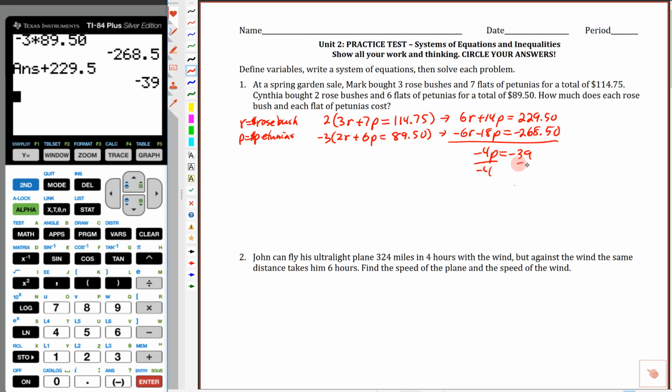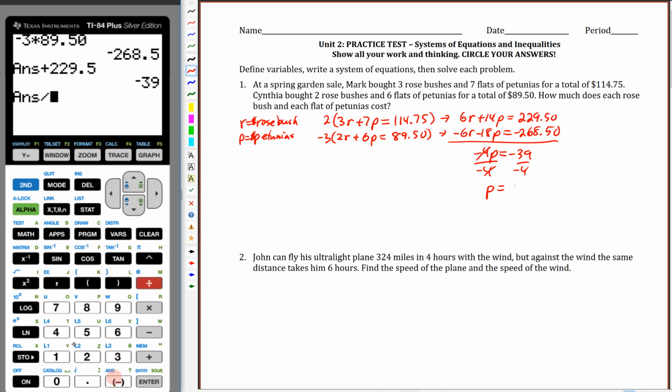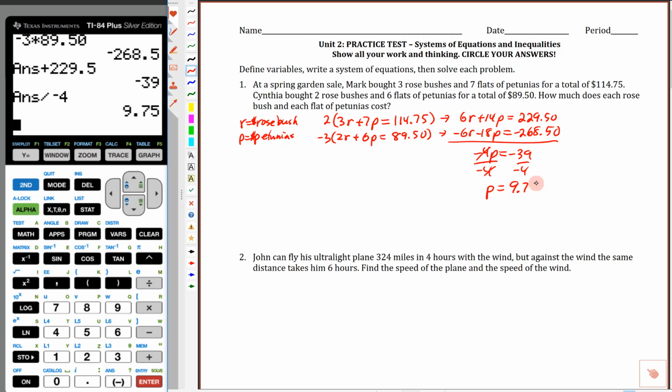That might worry us for just a quick second because we've got a negative amount here, but when we divide by -4, we get p equals, let's go ahead and divide this by -4, and we end up with 9.75. So 9.75 right here. So I'm going to go ahead and circle that.